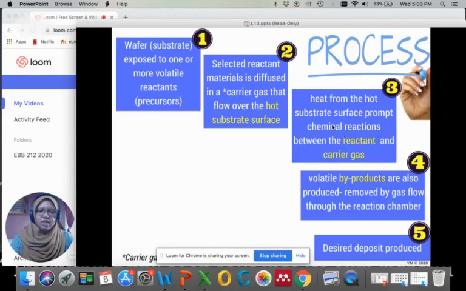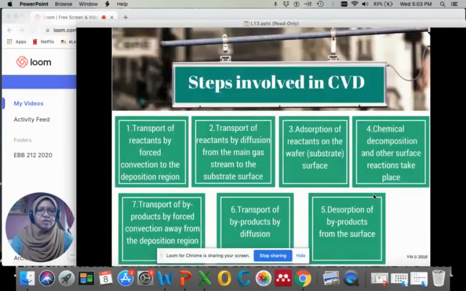As a result of these chemical reactions, volatile byproducts will be produced, and these volatile byproducts will be removed by gas flow through the reaction chamber. And finally, the desired deposit will be produced.